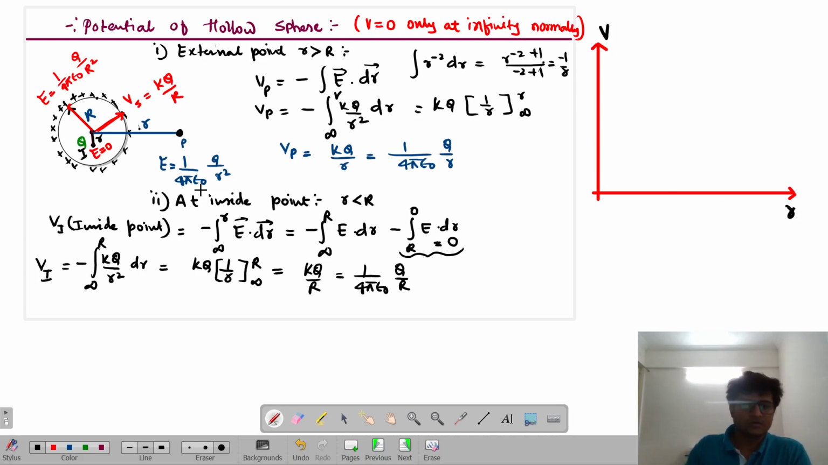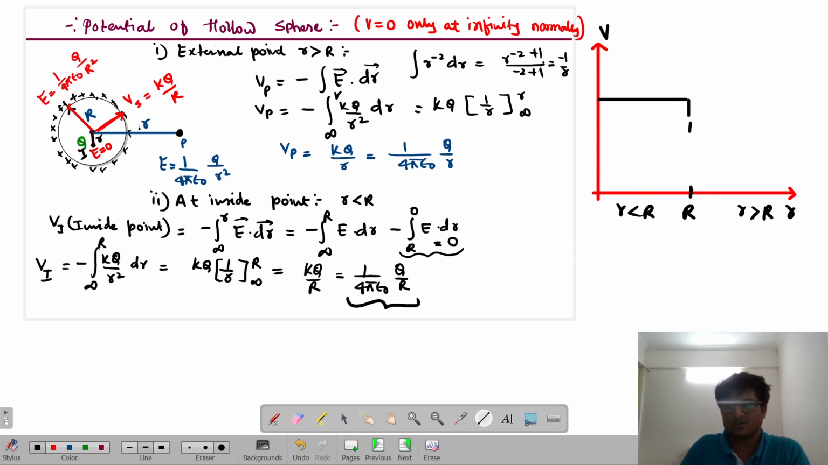Okay. So now look over here. If I want to plot, there are two regions. One is inside, r less than capital R, and r greater than capital R. So look over here. Inside it is an equipotential surface, so the potential will remain constant. And outside the potential is decreasing slowly and it's trying to become zero. So the outside potential diagram will be like this. Is that clear or not?